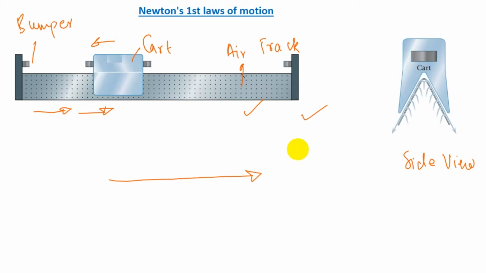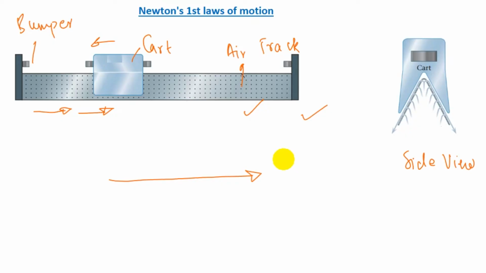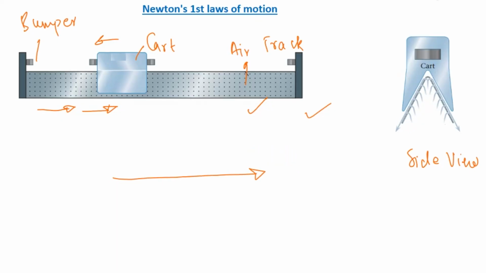Or an object moving with constant velocity continues to move with the same speed in the same direction as long as no net force acts on it. So this is the statement given by Newton's first law of motion.